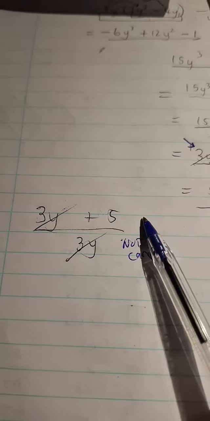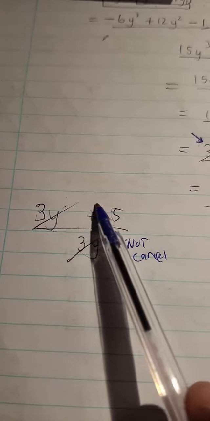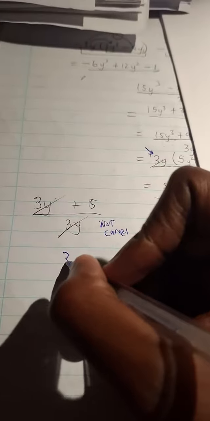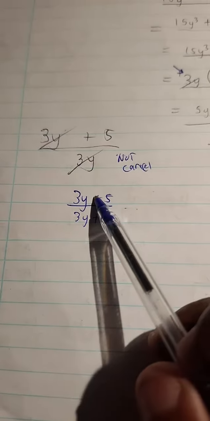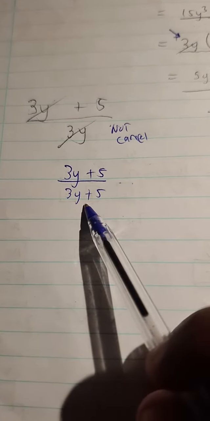Like I said, you cannot cancel across an addition and a subtraction sign. Different story if, let's say, it was 3y plus 5 over 3y plus 5. Obviously, 3y plus 5 over 3y plus 5, these are the same things. So this divided by that, right?